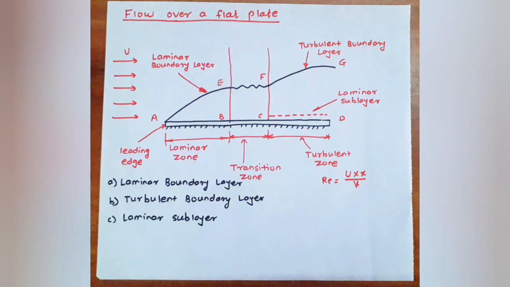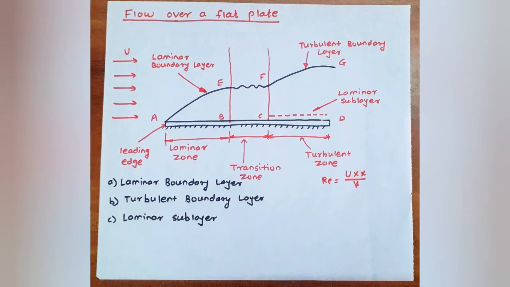The velocity distribution would be a parabolic curve in the laminar sublayer zone, but in view of the very small thickness, we can reasonably assume that the velocity variation is linear, and so the velocity gradient can be considered constant. Therefore, the shear stress in the laminar sublayer would be constant and equal to the boundary shear stress, that is tau 0.